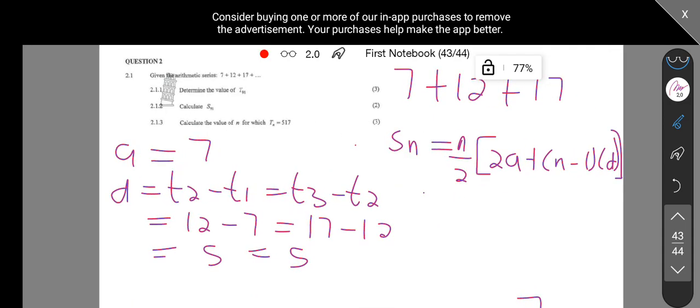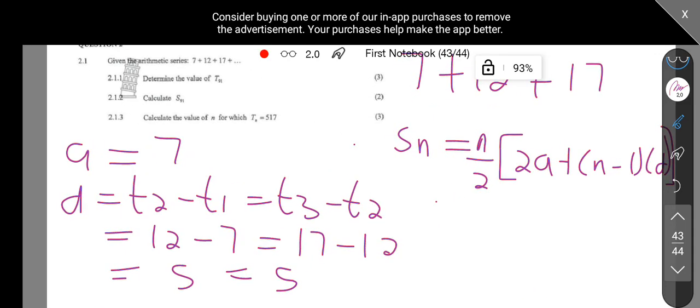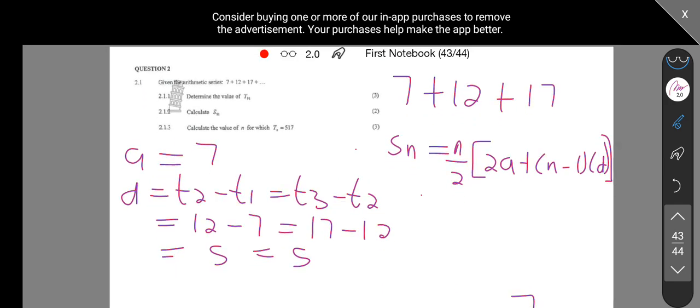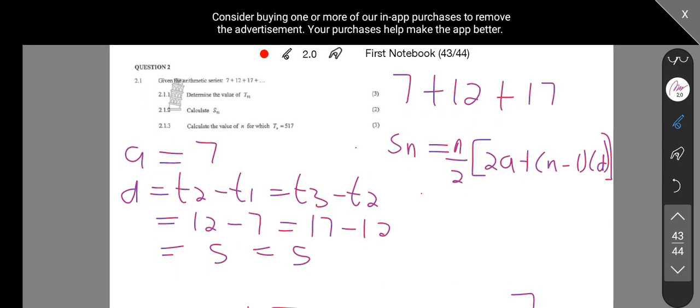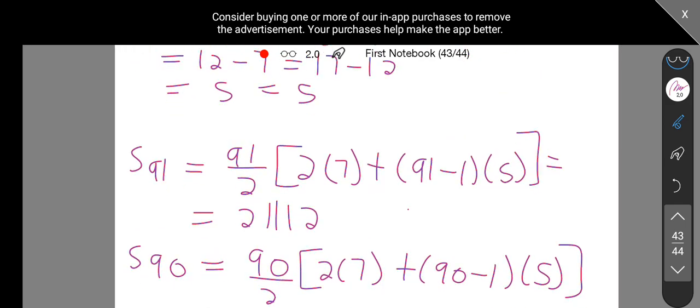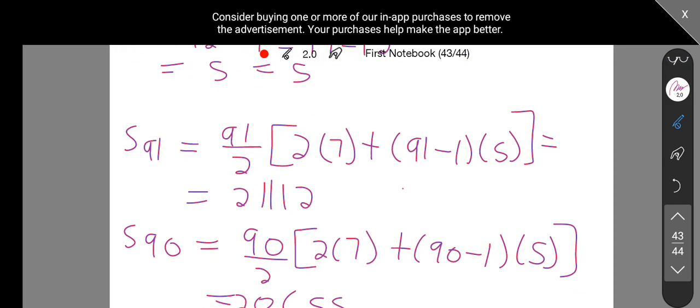So what is 2.1.2? It says calculate the sum of the first 91 terms. Okay, so I don't want to waste time here. We have said that the first answer is 457. So let's write it. The first answer is 457. So term number 91, S91, we have calculated it, and here it is.